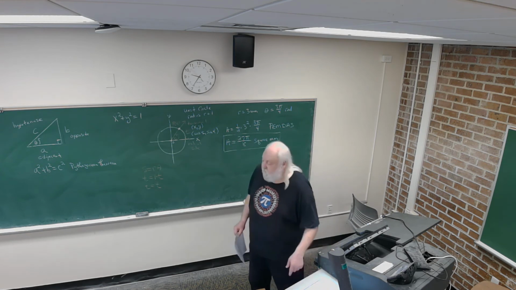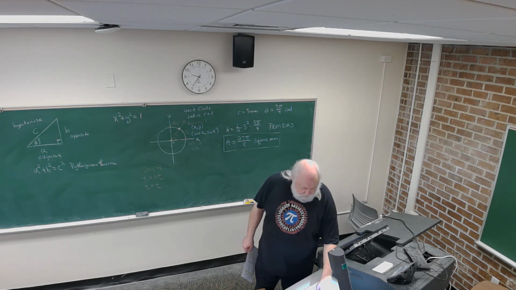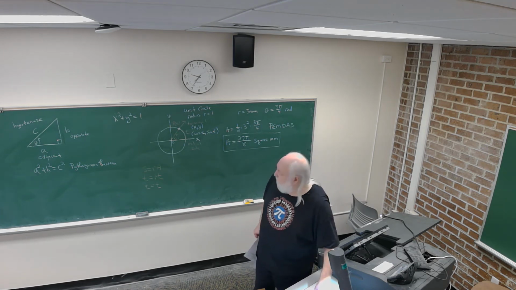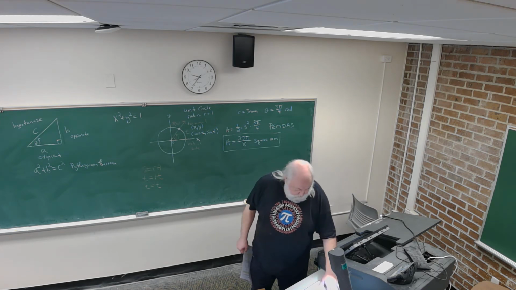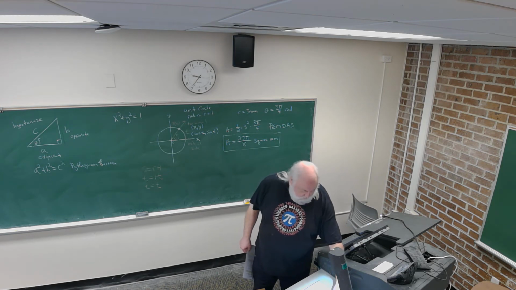The terminal side of the angle t crosses a unit circle at the point P of t, and the x coordinate for that point is the cosine of the angle t, and the y coordinate is the sine of the angle t. Any questions on that? All right.